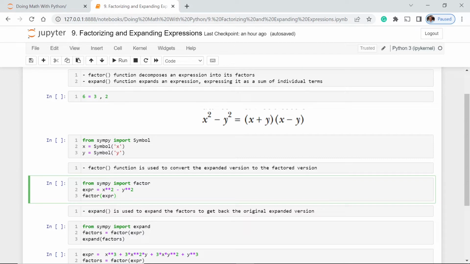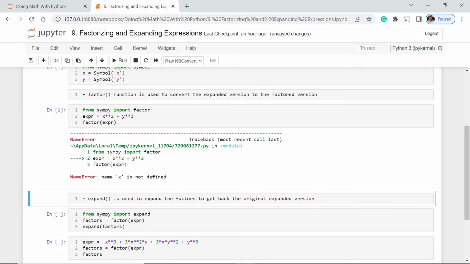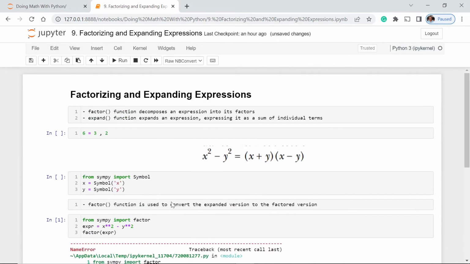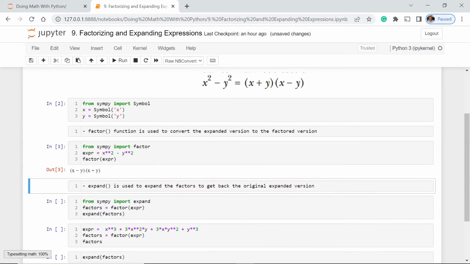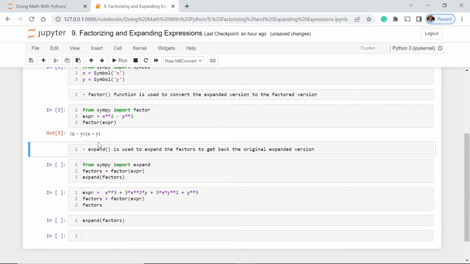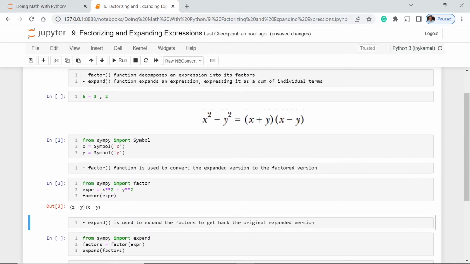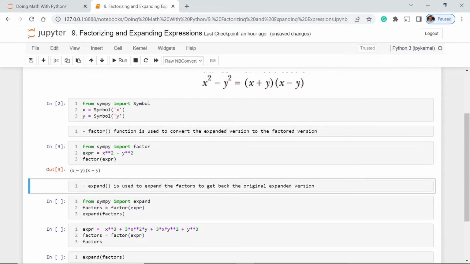So let's execute this. Okay, name x is not yet defined. We have not yet executed the earlier cell. Okay, then let's execute this. All right, as you can see, we have (x minus y) times (x plus y), or the quantity of x minus y times the quantity of x plus y. So this is the factored form of this expression.